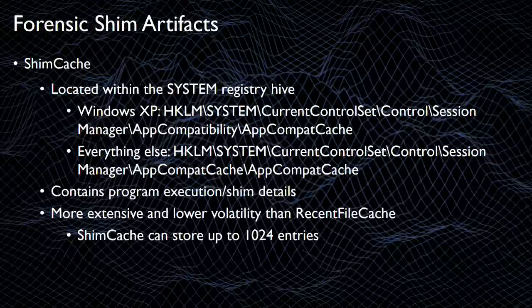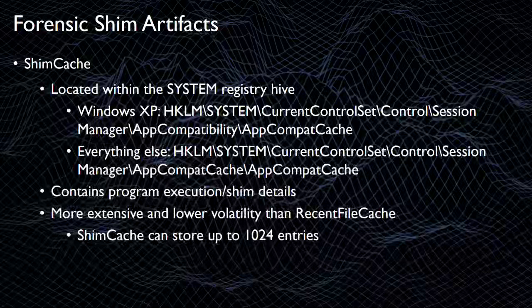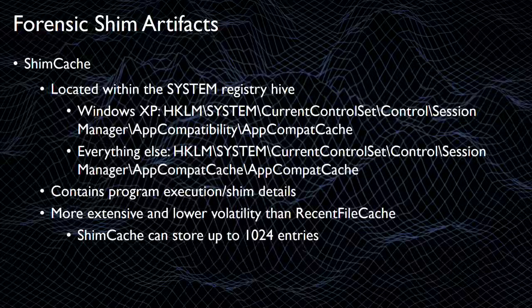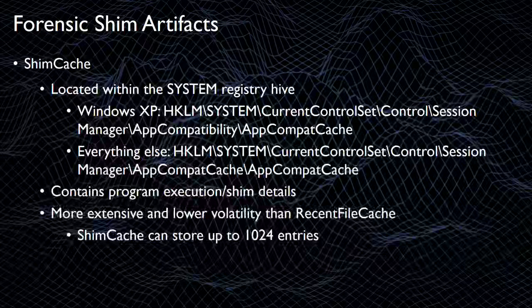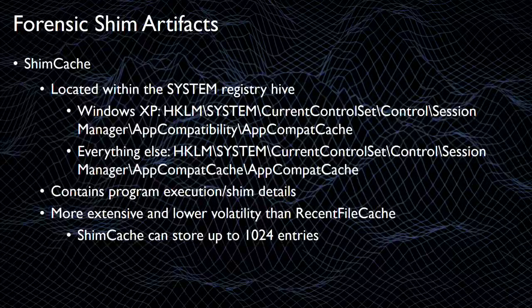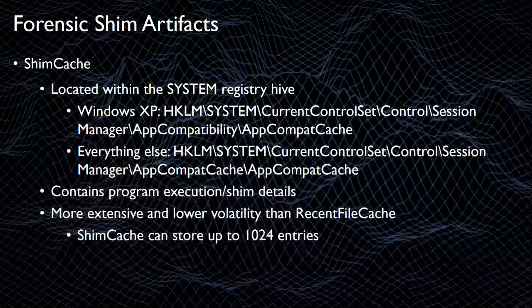So shim cache is probably one of the more well-known artifacts of the application compatibility engine. It's located within the system registry hive. The location differs between XP 2003 and everything else. And it contains basically program execution and shim details. It's much more extensive than the recent file cache, and it's lower volatility too. So 1,024 entries, I think, is for all the most recent operating systems, like Vista, or I think Windows 7 and on. Don't quote me on that.